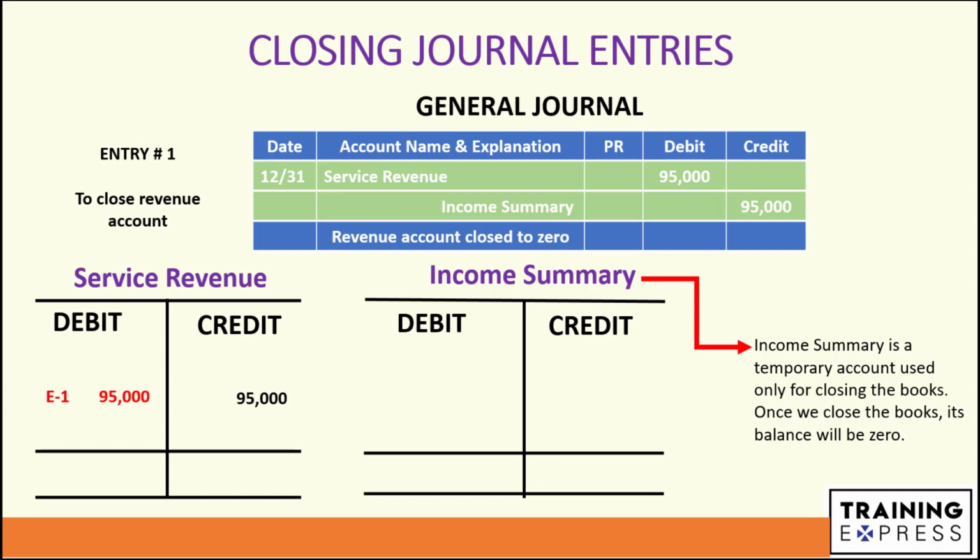Similarly, income summary, we are using it for the first time. So income summary will be credited by $95,000 as well. And if you look at the ending balance of income summary right now, it is $95,000 so far. Let's look at the posting again. Service revenue was debited by $95,000, and in the service revenue account, we debited it by $95,000. And similarly, income summary was credited by $95,000. So in the income summary account, we credited it by $95,000.